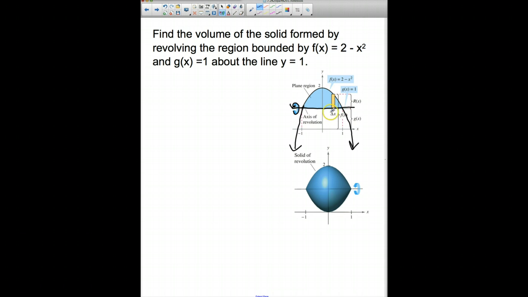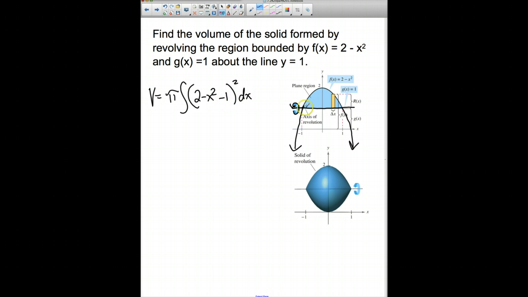Notice our region is laying totally on the axis that we're revolving around. So when we spin our representative rectangle, it will make a complete filled-in cylinder. The height of the rectangle, which represents the radius of the cylinder, has its top lying on the curve 2 minus x squared, and the bottom is on the curve 1. So we still have to do the top minus bottom idea. So our volume is going to be the integral of the top function, 2 minus x squared, minus the bottom function, and that whole thing gets squared, because top minus bottom represents the radius of our cylinder.